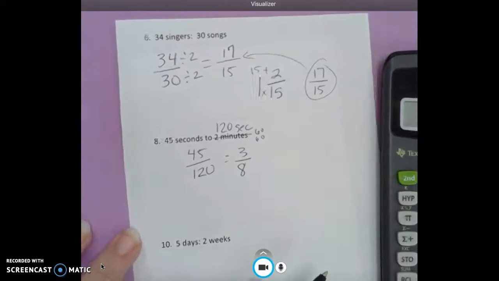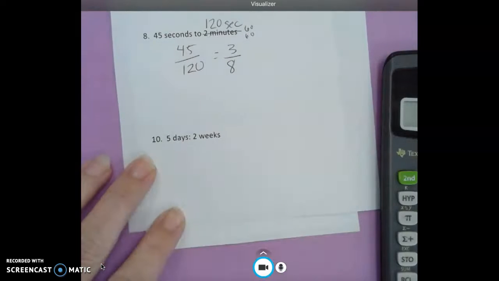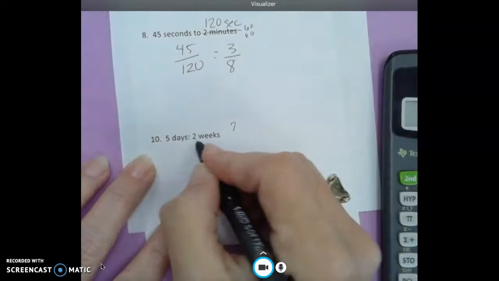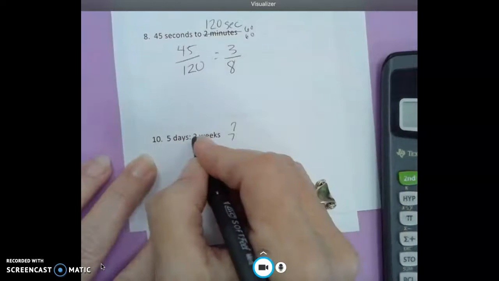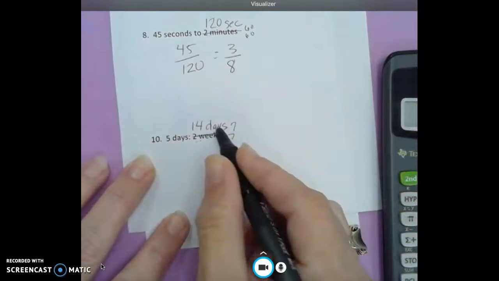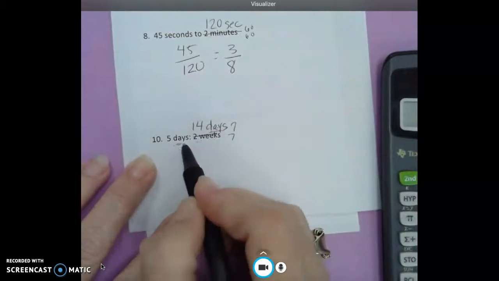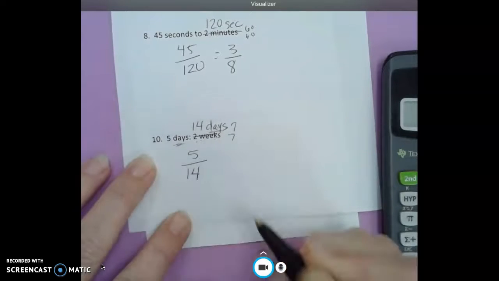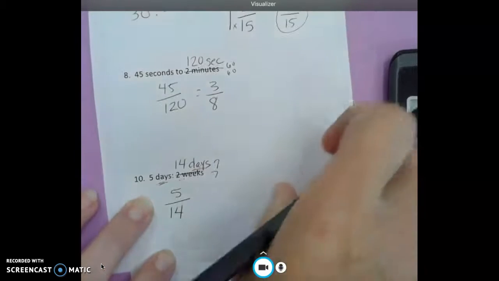This time we've got days and weeks. So if we ask ourselves how many days are in a week, that would be 7 in 1 week. But this asks for 2 weeks, so 7 and 7 gives us 14. So this would become 14 days, because 14 days and 2 weeks are equal, but we want to make it so that both of these units are the same. So now if we look at this ratio, it's going to be 5 over 14, and there's nothing I can do. There's no way to simplify 5 and 14.